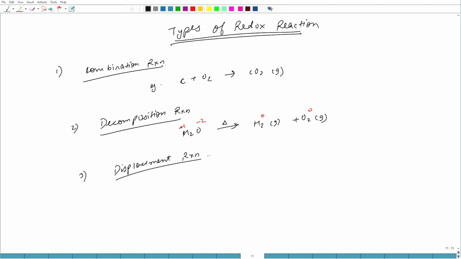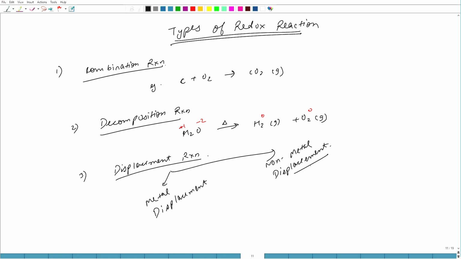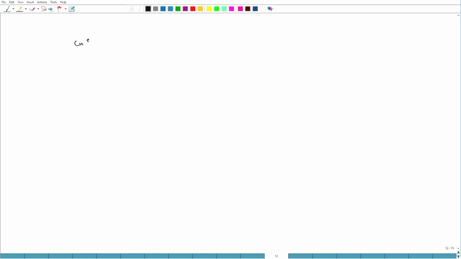Displacement reactions I have discussed are of two types: one is metal displacement, another is non metal displacement. Now, what happens in metal displacement? I have discussed one classic example of copper sulphate plus zinc, where zinc displaces copper in the copper sulphate solution to form zinc sulphate and copper.